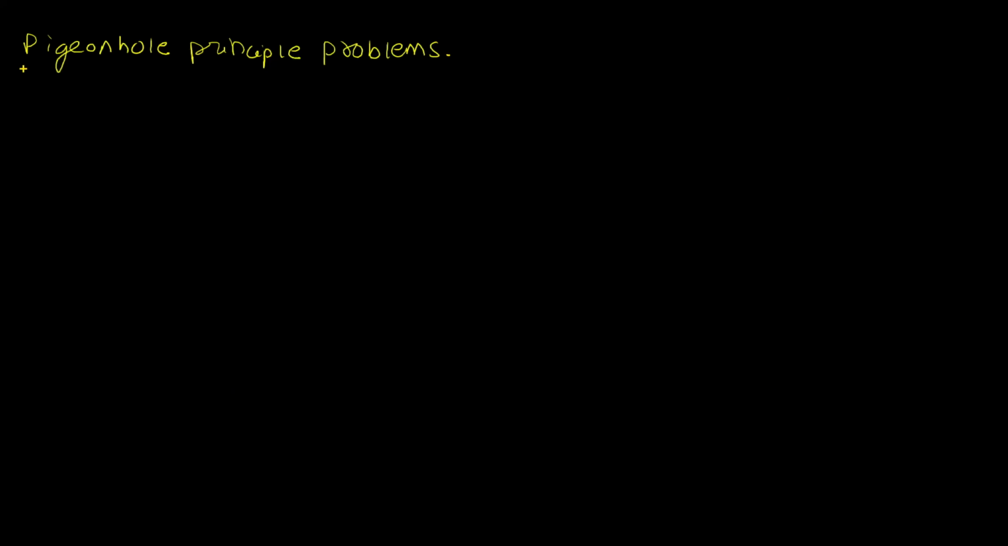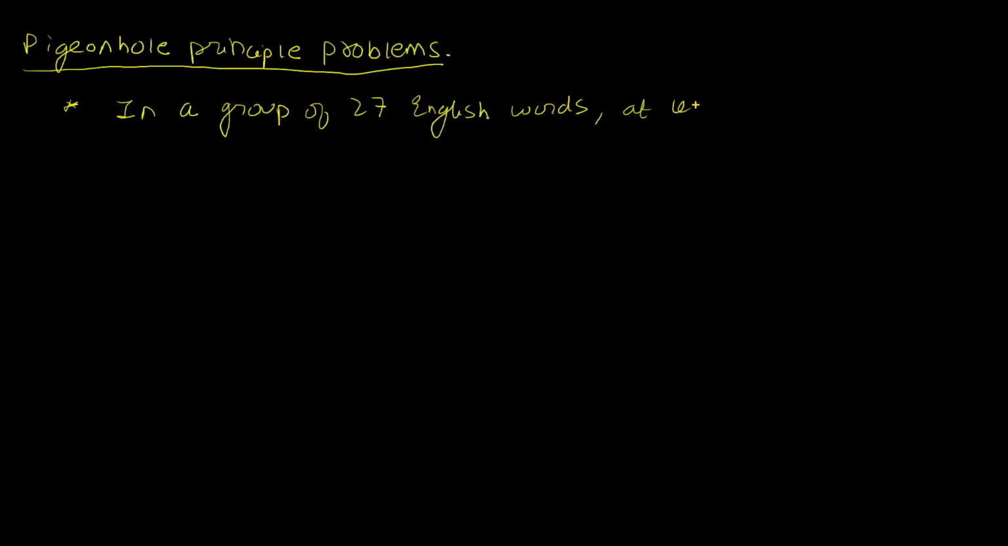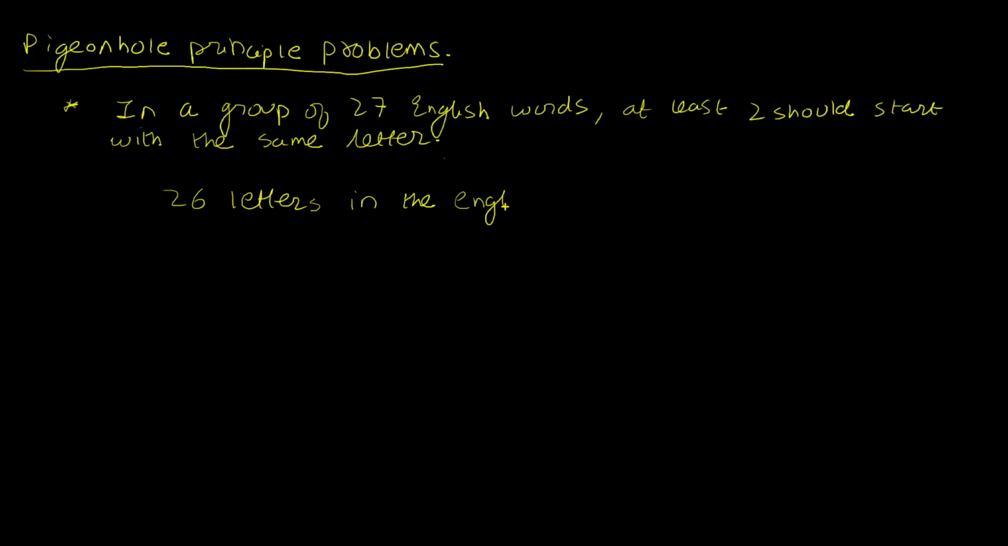So we'll start with a couple of basic problems, and these are more like examples than problems. In a group of 27 English words, at least 2 should start with the same letter. And you should be able to see a direct application of the pigeonhole principle here. I know that there are only 26 letters in the English alphabet. And you don't need to mention this, but just for my explanation, I'll mention these are my pigeonholes. Why? Because anytime you give me one of these 27 words, I'm going to be able to put them in one of these holes. It's going to start with one letter from A to Z.